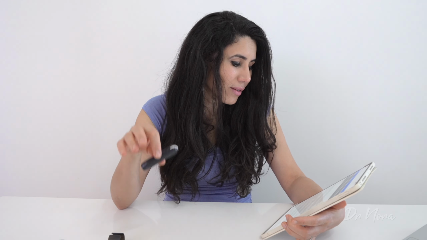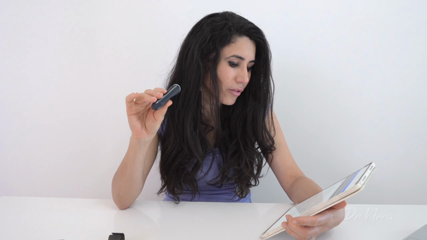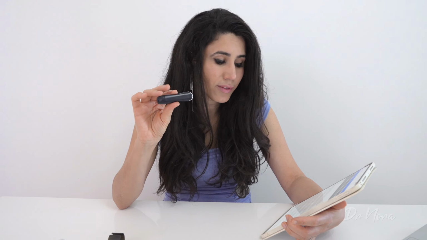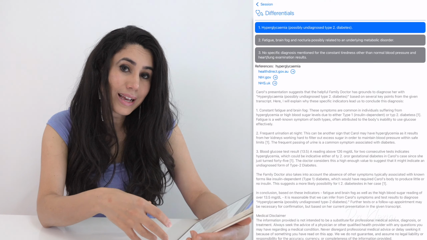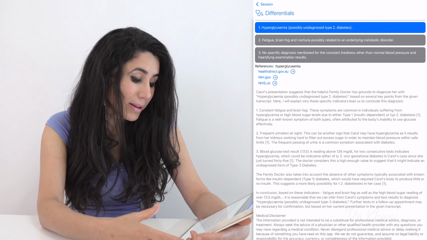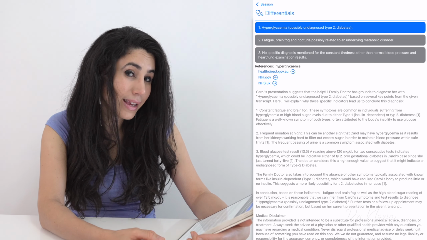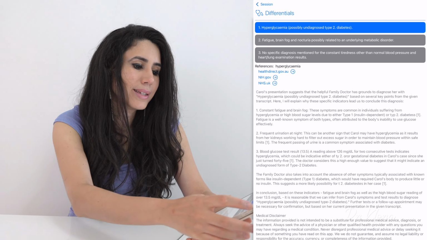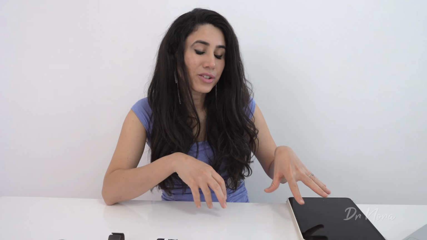It also mentions that having a blood glucose test result of 13.5 is also an issue, and that certainly is indicative of type 2 diabetes. And so it says, in conclusion, based on these indicators, it sounds like it most likely is type 2 diabetes. So I have to hand it to the artificial intelligence. It's actually managed to interpret the readings and the findings from the doctor-patient consultation.